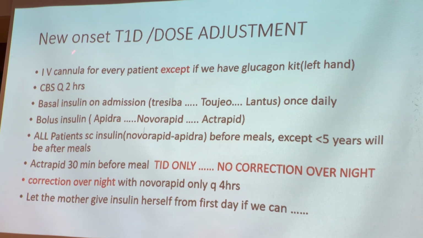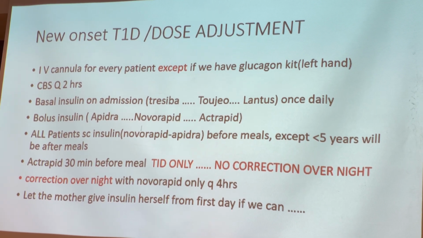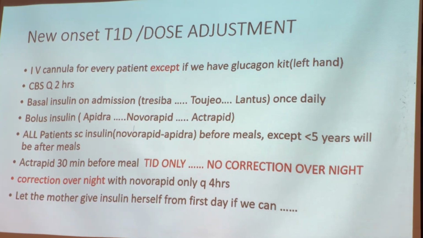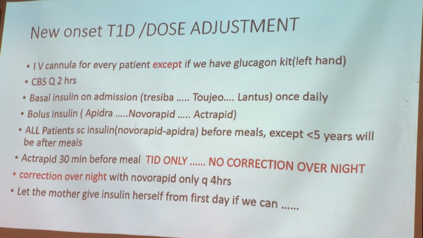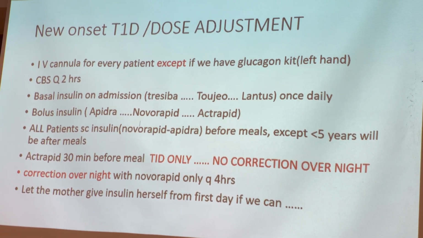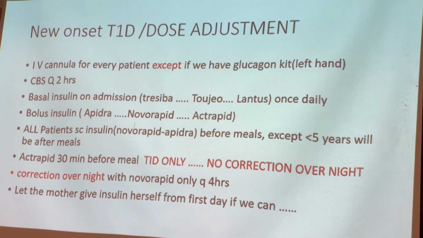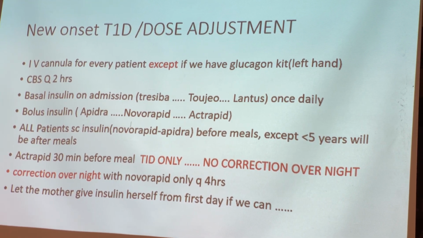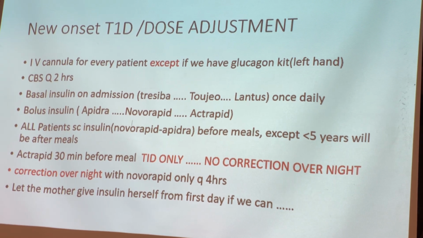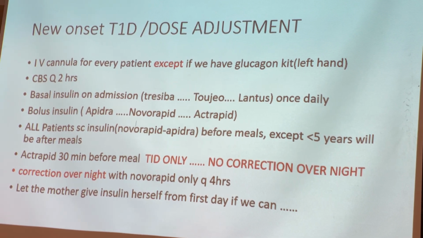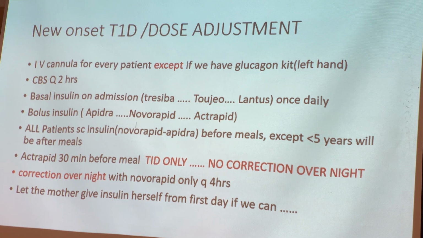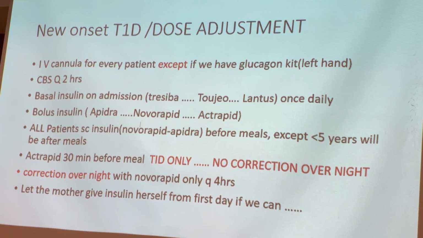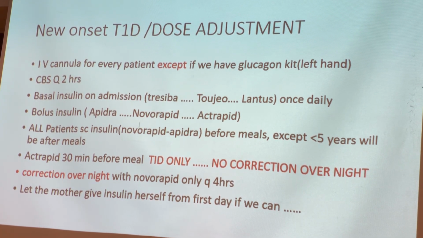And here, if we are admitting a new onset diabetic, dose adjustment, as we said: IV cannula for every patient unless you have a glucagon, blood sugar every 2 hours, basal insulin on admission, please. Once the patient is admitted, especially if he's new onset, he should receive his basal insulin as soon as possible. Tresiba, Toujeo, Lantus, whatever, because he didn't receive insulin before. This is the first insulin he will receive. Bolus insulin, Pedia, Novorapid, or Actrapid, whatever, according to the order of the doctor.